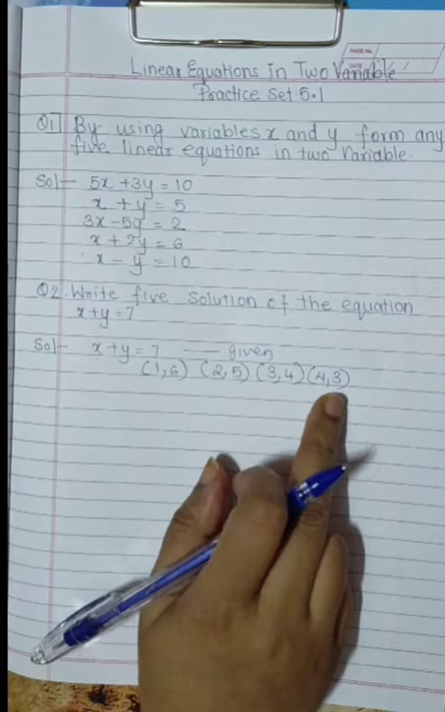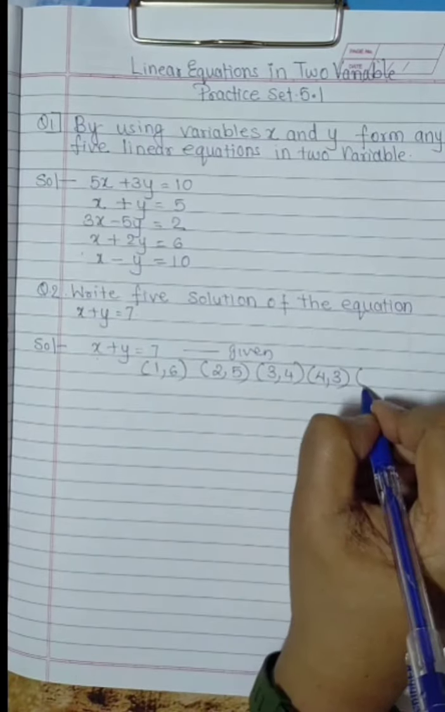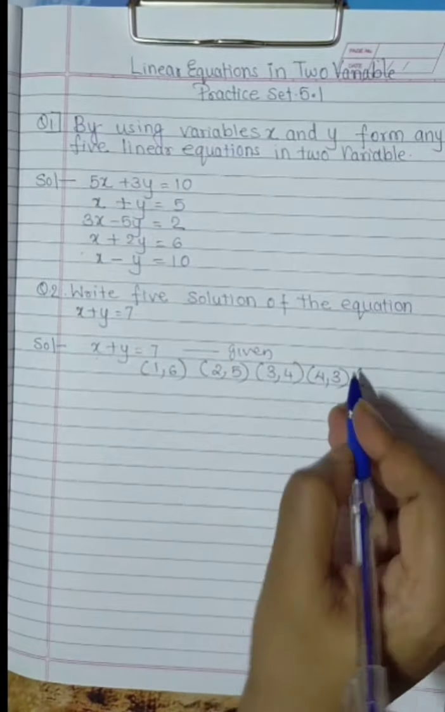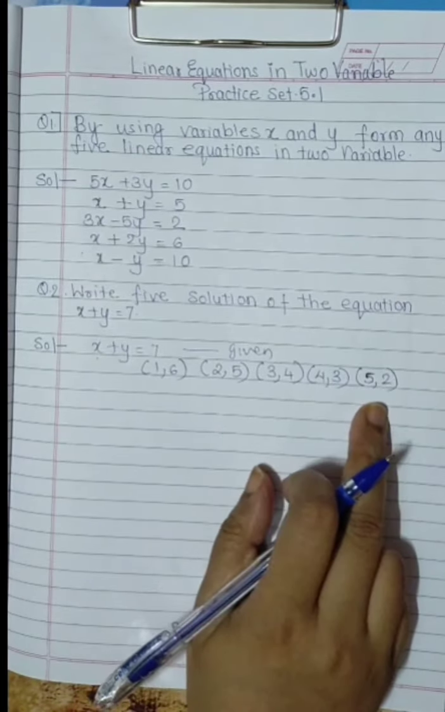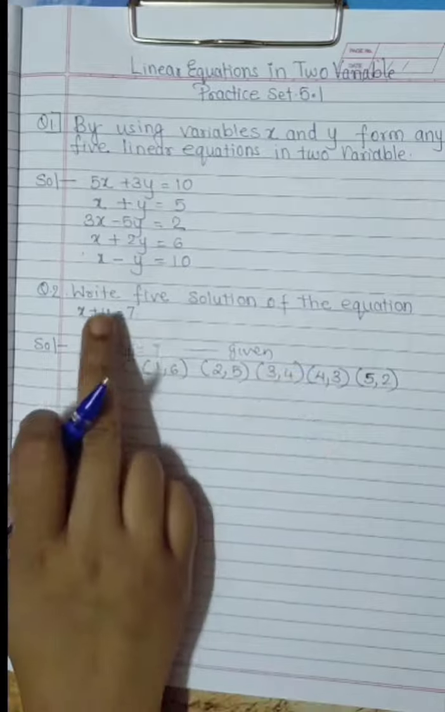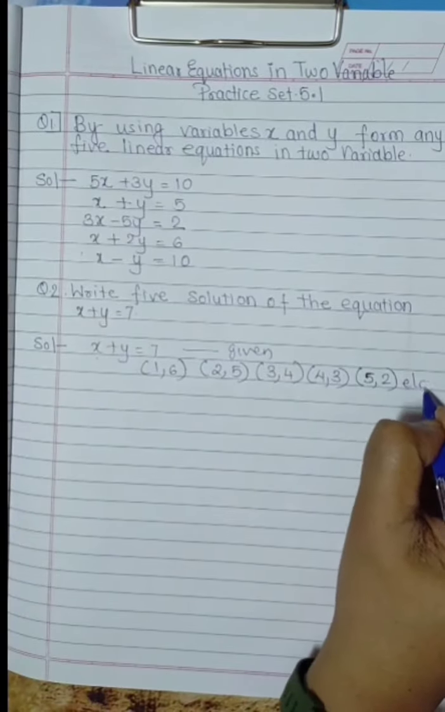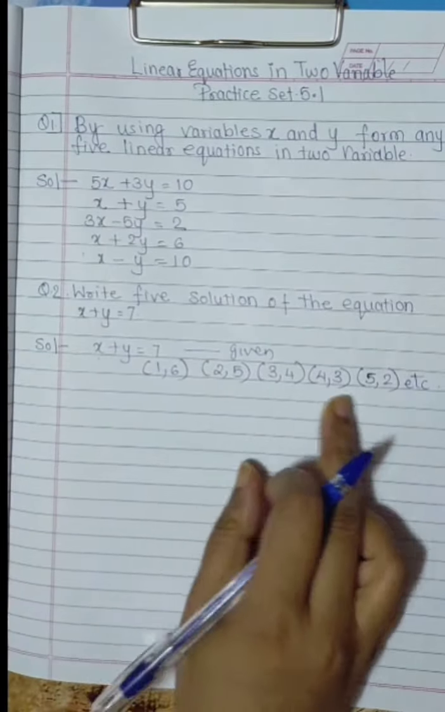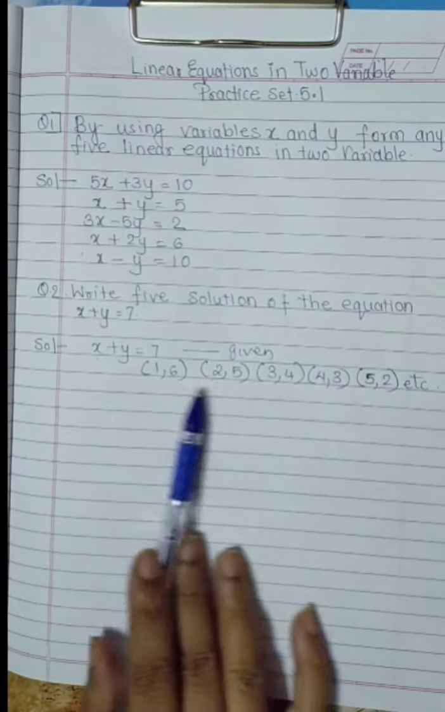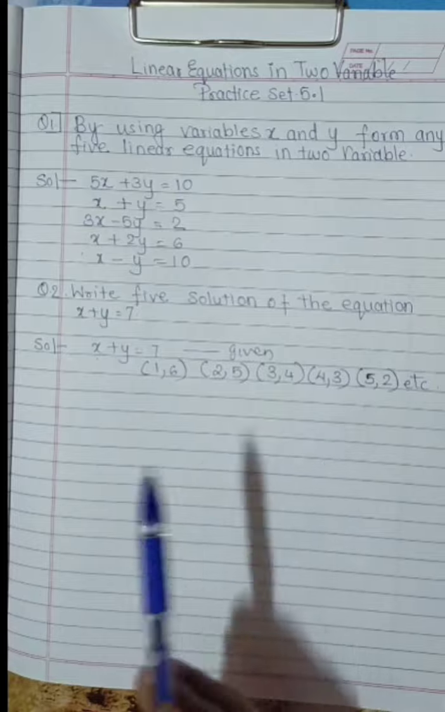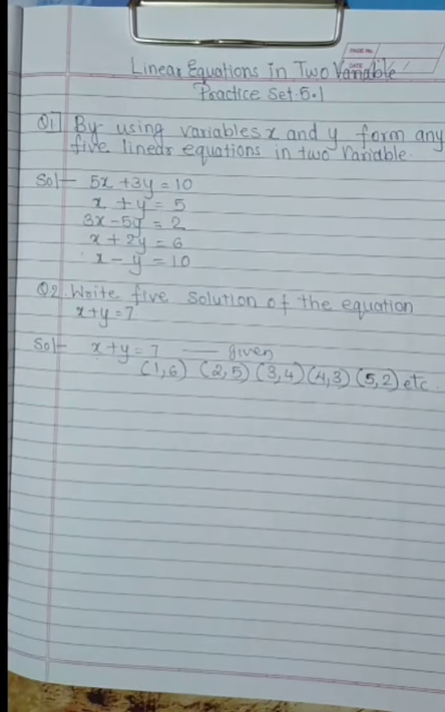After adding 4 plus 3 we get 7. Again, 5 plus 2, after adding, also becomes 7. That's it. So we'll use this, write 5 solution, they said. We have done that.